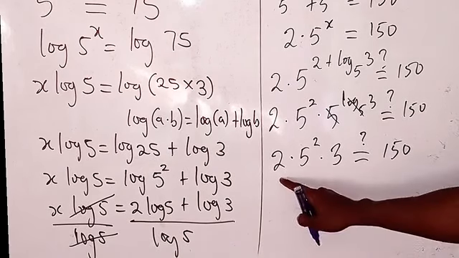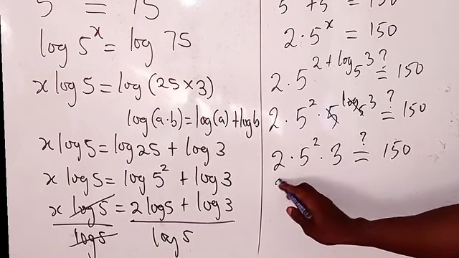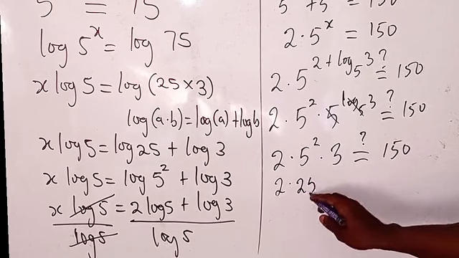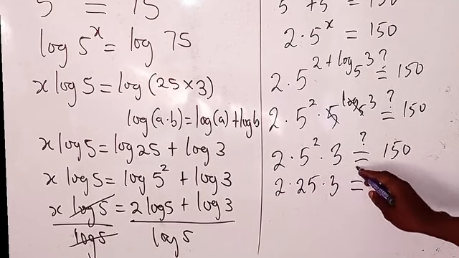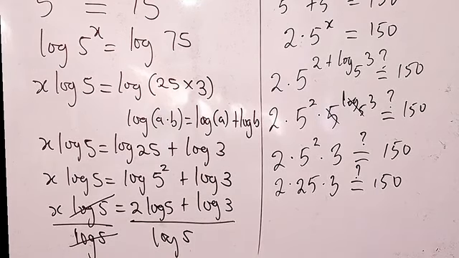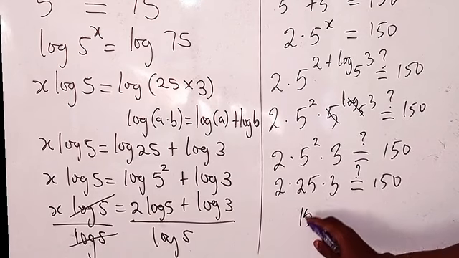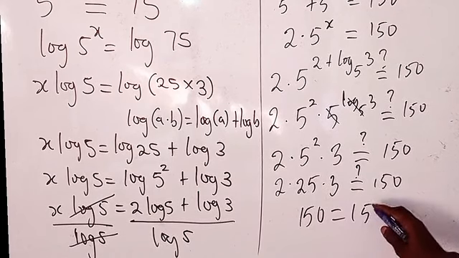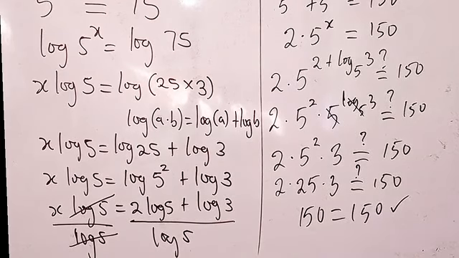Now 2 times 5 raised to power 2, that is 2 times 25, multiplied by 3. Is this going to give us 150? So now 2 times 25, that is 50. 50 times 3, you can see we have 150 equals 150. That is the solution to the problem, right?